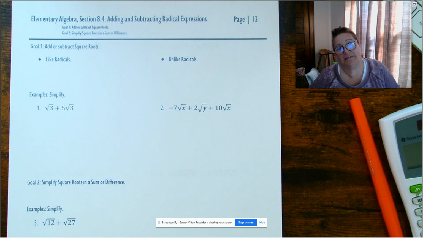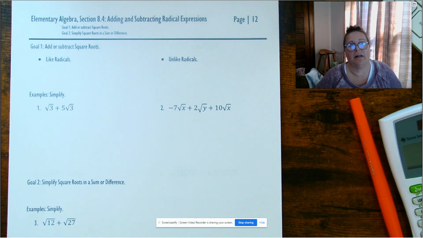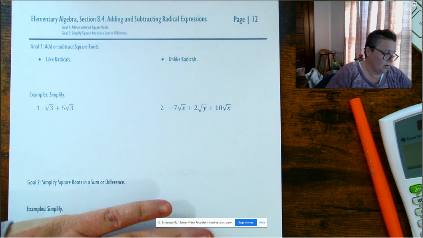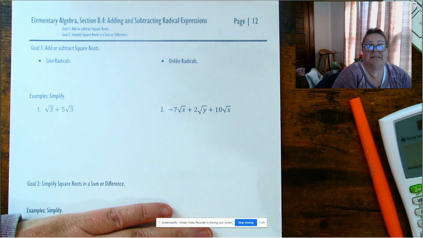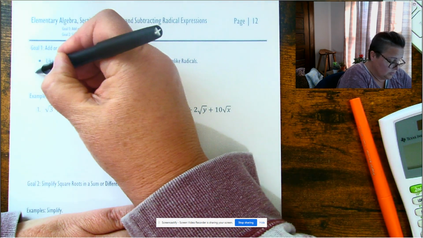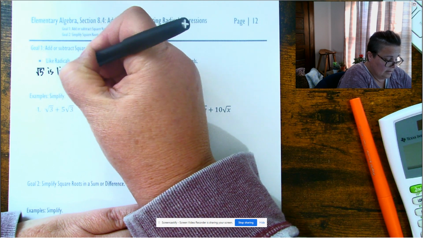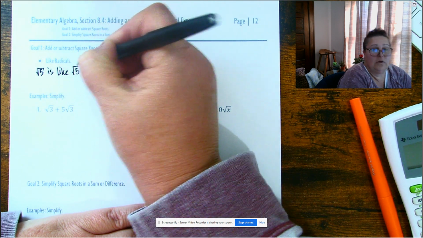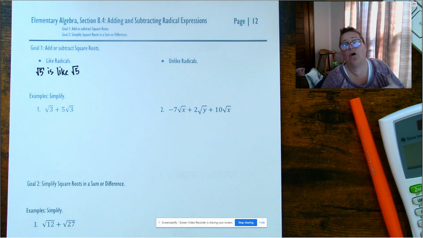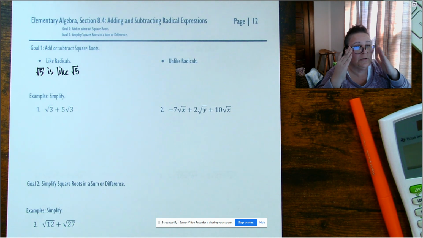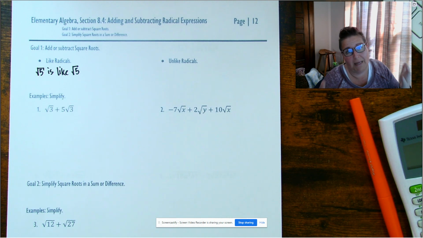We want to talk about what it looks like to be like radicals and what it looks like to be unlike radicals. Like radicals are radicals where you have the same radicand. So the square root of 5 is like the square root of 5. You can add square roots together only if they are the exact same square root. It's like fractions can only be added together if they're the exact same denominator. The same sort of general rule applies here. You can only add together square roots if they have the exact same radicand.